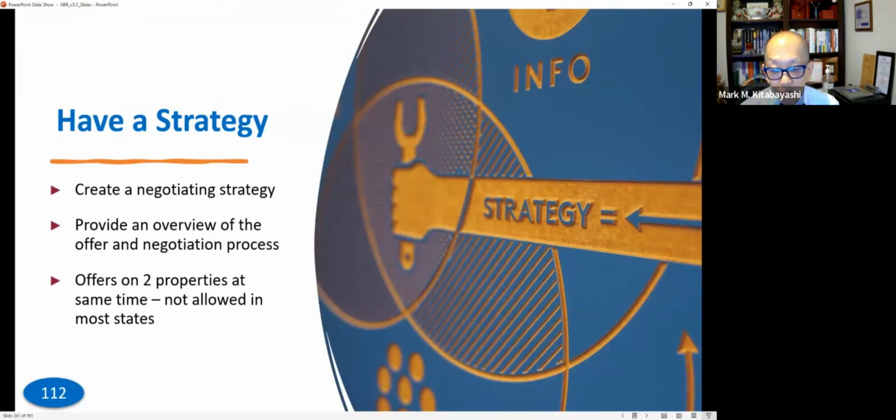Making offers on 2 properties at the same time is not allowed in most of the states, unless you're willing to buy 2 properties at the same time. That might be different elsewhere. We don't write offers on two different properties for one buyer who's only looking for one house. Only pick one. If that doesn't work, then we move to the next one. That's how it works.